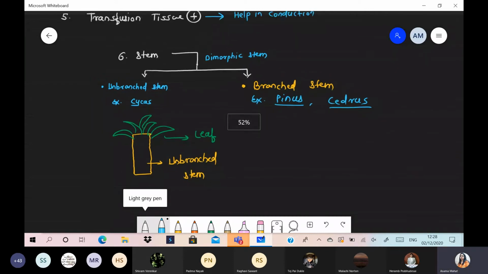Ma'am, could you please show the part before this? I just lost connection.